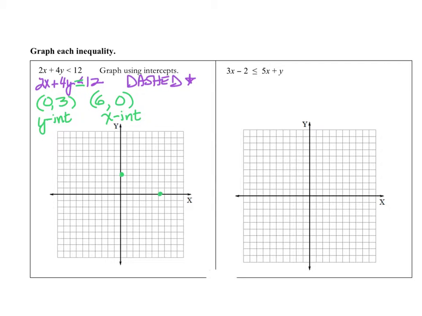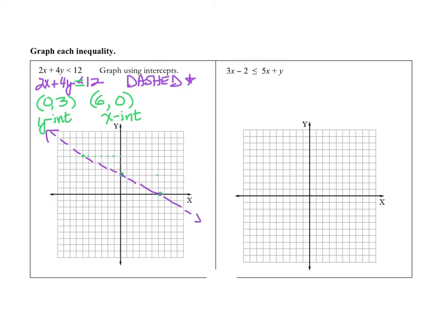Okay, and so our line, since we're going 1, 2, 3, back 1, 2, 3, 4, 5, 6, I'm going to continue up 3, back 4, 5, 6, and get another point on there just to make sure our line looks accurate. And then again, remember that I said I was going to make this a dotted line because it's a not equal to inequality.